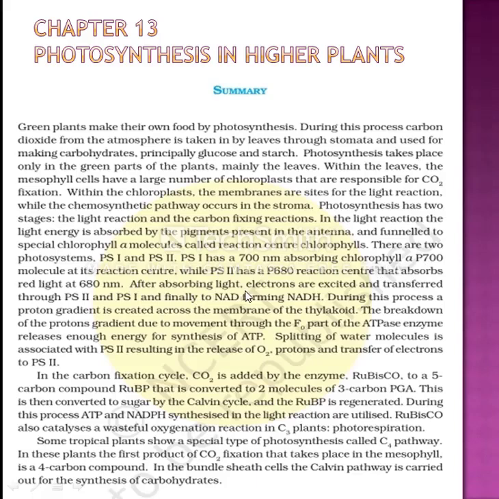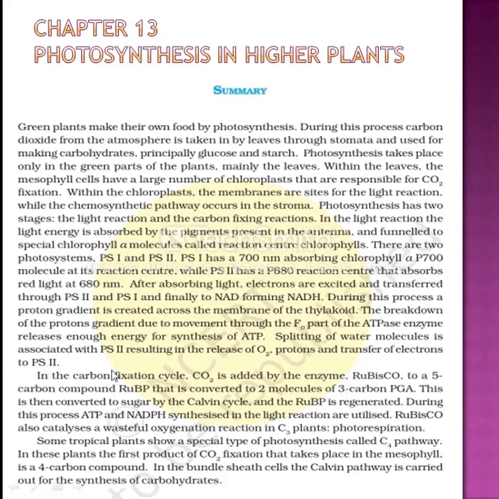After absorbing light, electrons are excited and transferred through PS II and PS I and finally to NADP, forming NADPH. During this process, a proton gradient is created across the membrane of the thylakoid. The breakdown of the proton gradient due to movement through the F0 part of the ATPase enzyme releases enough energy for synthesis of ATP. Splitting of water molecules is associated with PS II, resulting in the release of O2, protons, and transfer of electrons to PS II.